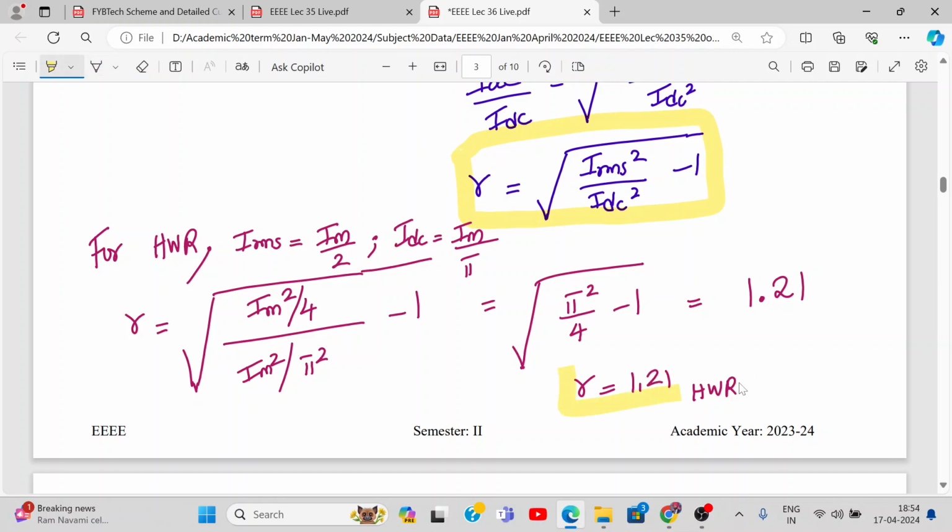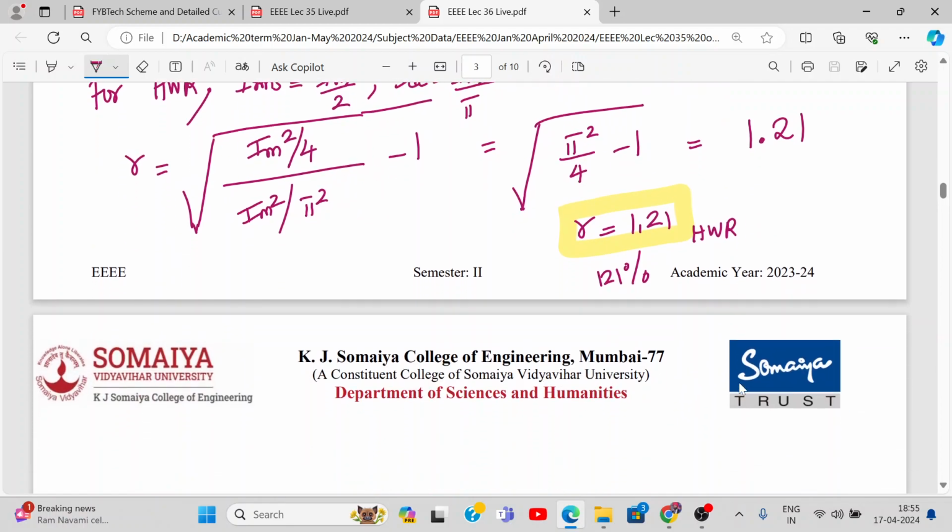For a half wave rectifier, meaning in terms of percentage, it's 121%, which is very, very bad. So we don't use half wave rectifier ever in any practical circuit. We either use full wave, center tap, or bridge rectifiers. So this completes the analysis for half wave rectifier. Only TUF is left, transformer utilization factor, that we will do together for all three rectifier circuits.